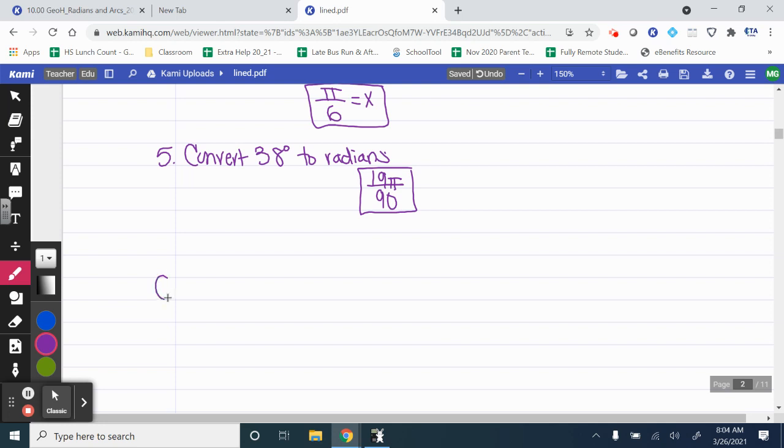One more of converting, this one a little different. This time, I want you to convert 3 pi over 9 to degrees. Pause your video, convert that to degrees.